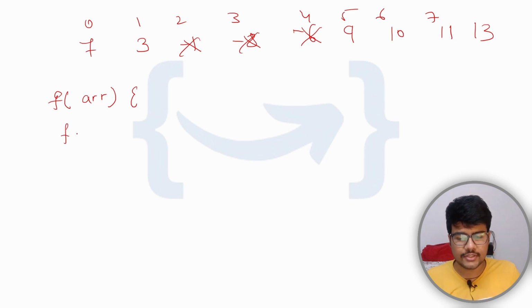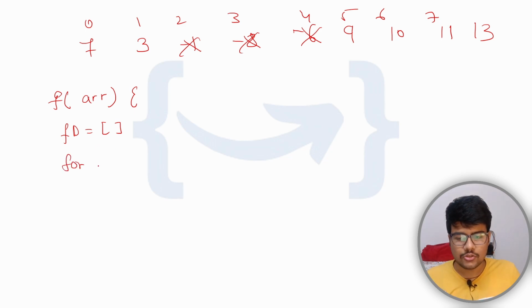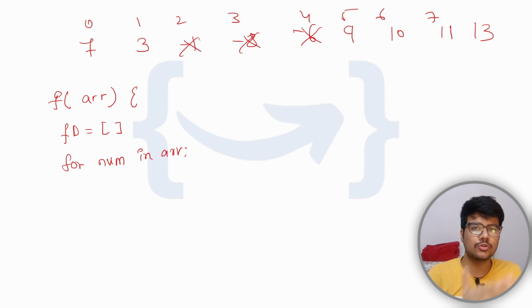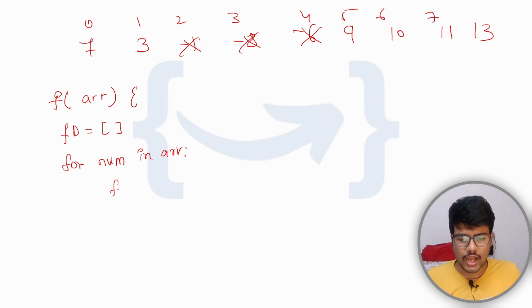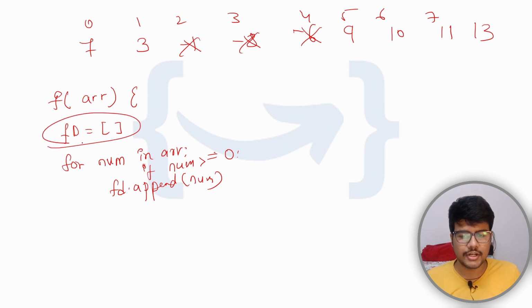Now I will create a filtered data array, in which I will append all the non-negative numbers. How can I find non-negative numbers? For num in array, it will give me all the elements present in the array. You can use a for-each loop if you are using C++ or Java. Then I will append the number to the filtered data if the number is greater than or equal to 0, ignoring the negative ones. In the end, you will get filtered data which has no negative number inside it.